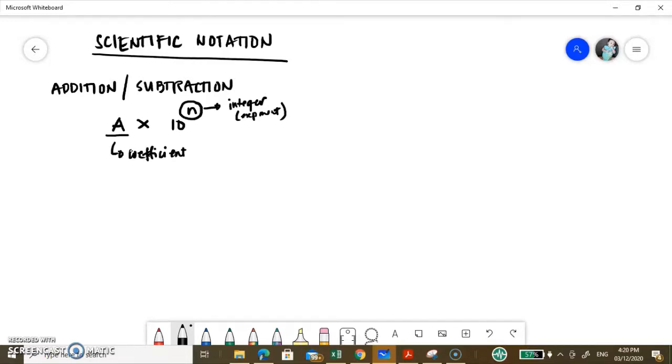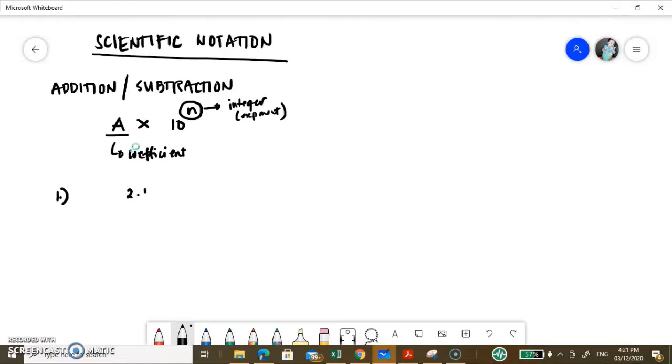Kapag hindi parehas, you have to make it the same by changing the smaller exponent. To change mo yung smaller exponent, itutulad mo sa higher exponent, dapat parehas sila, by moving kung ilang decimal places ang kailangan to the left. You'd always move to the left because you would always choose the smaller exponent. I-equal natin siya sa larger exponent. So, let us have our example.